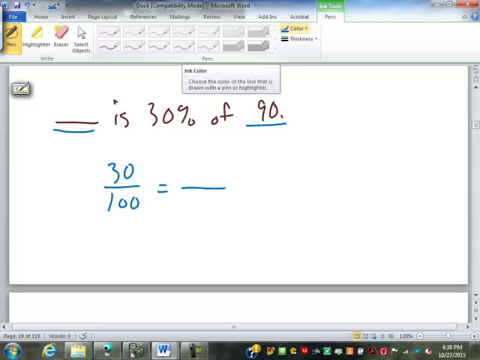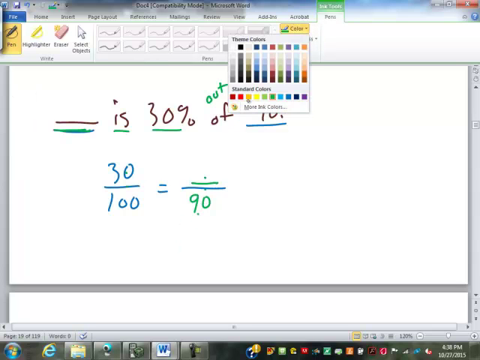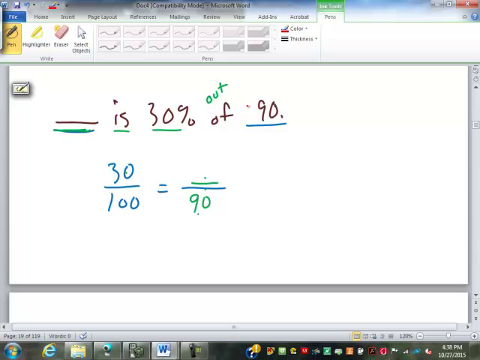If we look at the wording in the problem, blank is 30%. So that missing number, the blank, matches up with the 30. Over here it says of 90. You can think of that as reading out of 90, which implies the 90 goes on bottom. Just like this is 30 out of 100, this is blank out of 90. And now how do we find our missing number?